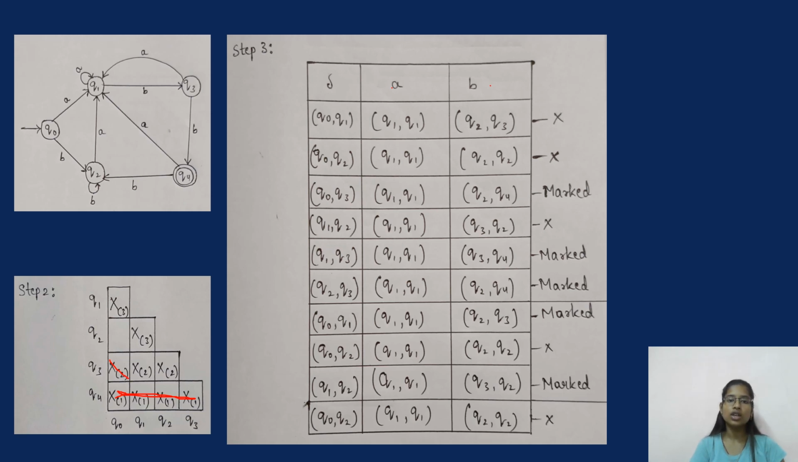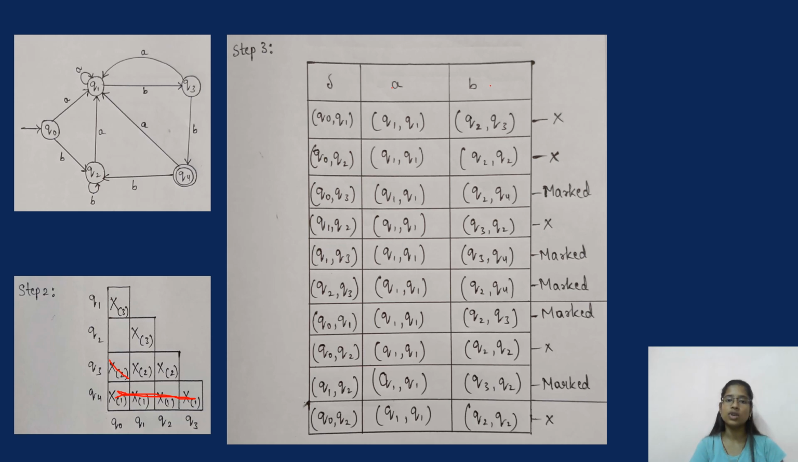And next q1 comma q2. q1 on A moves to q1, and q2 on A moves to q1. q1 on B moves to q3, and q2 on B moves to q2. So q1 comma q1 is looped, and we'll check q3 comma q2. It is not marked, so we'll not mark this.